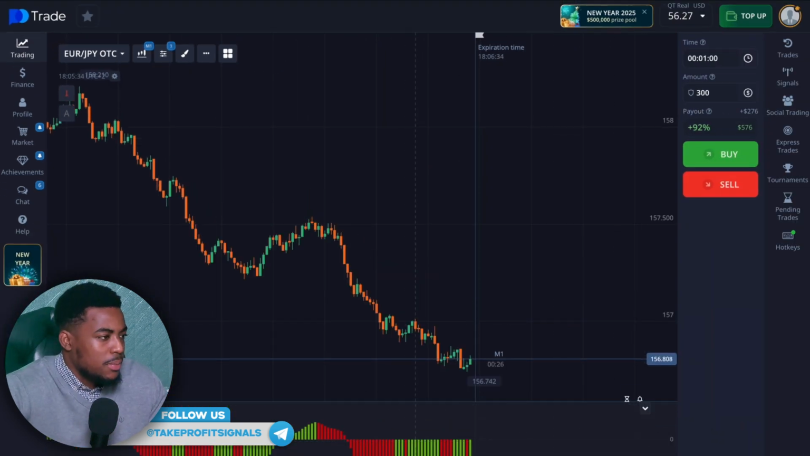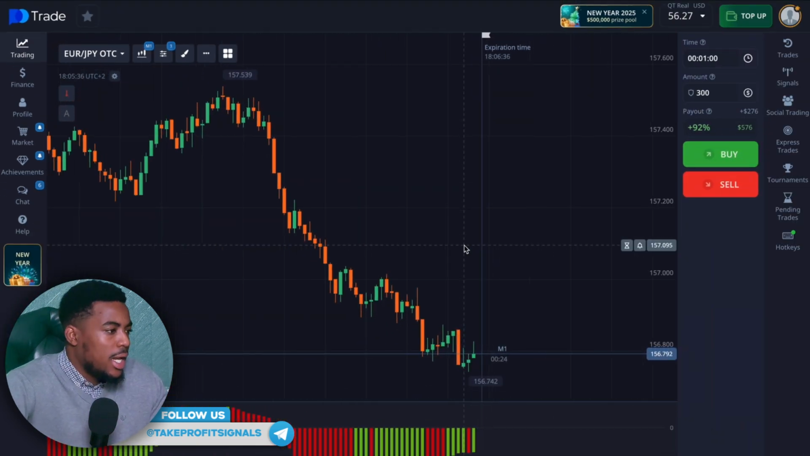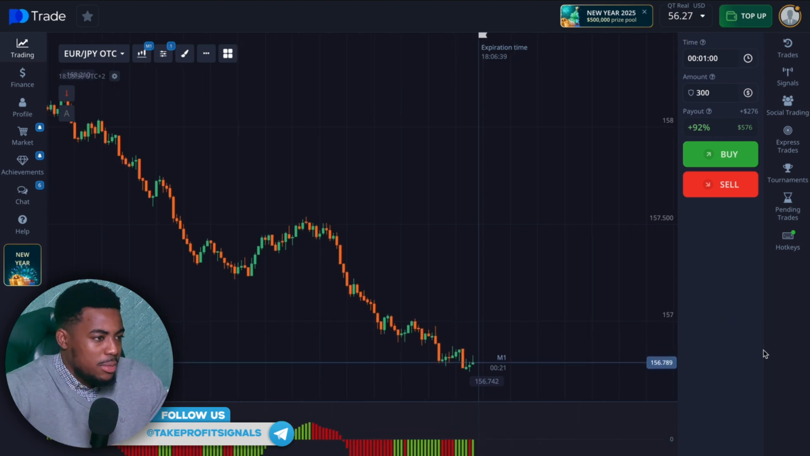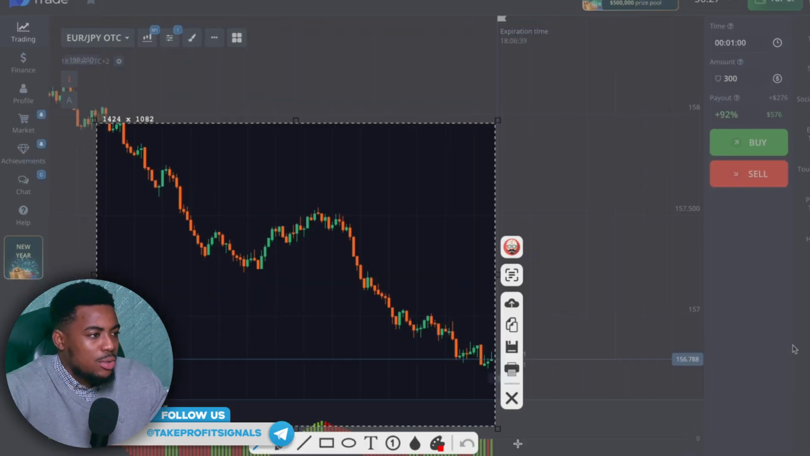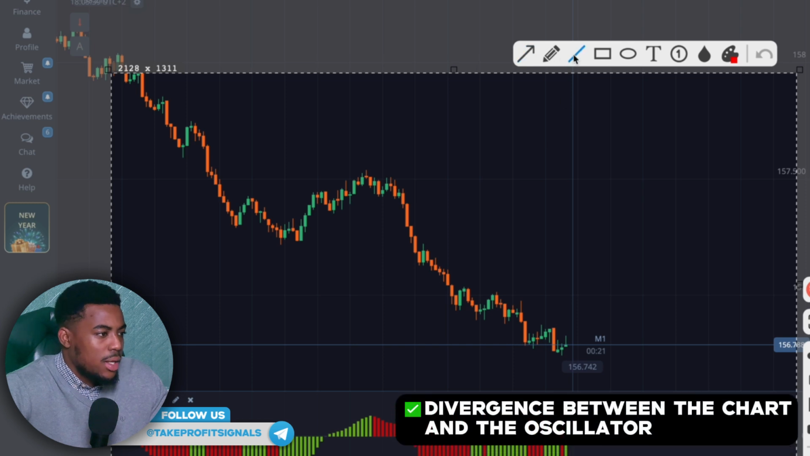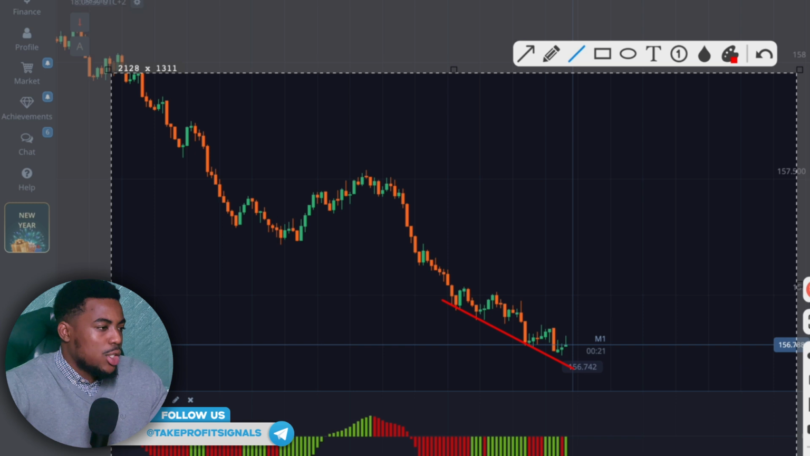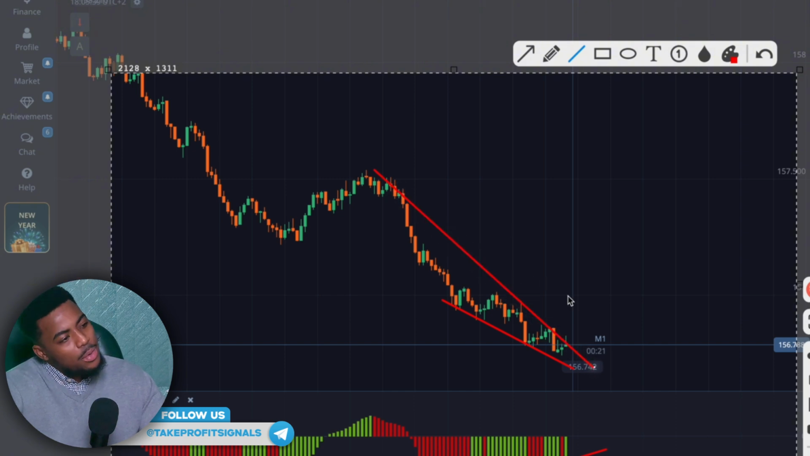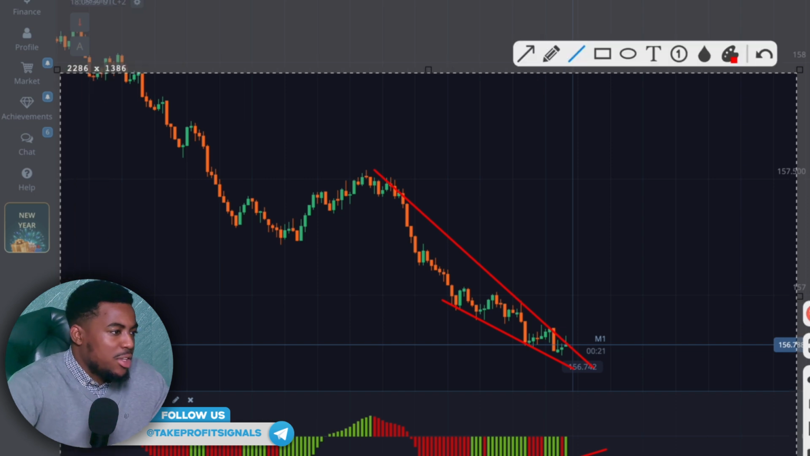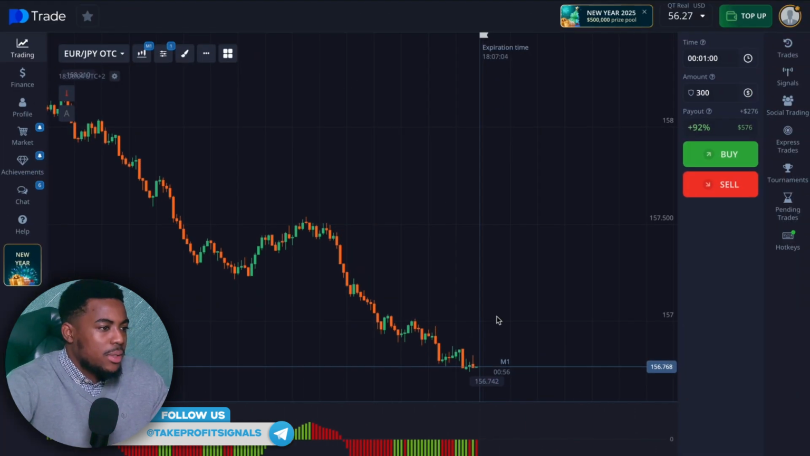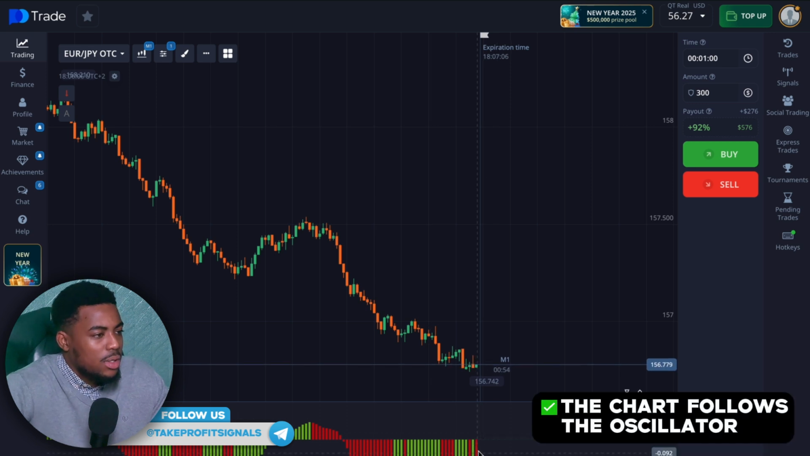Let me explain the principle of this indicator. It will help us a lot today, because this indicator helps us to observe the divergence between the chart and the oscillator on the market. So you can notice right now that the chart has a downward direction. Here we have a wedge formed, and on this indicator, the Avism oscillator, we have an upward direction. I hope everyone knows that the chart always follows the oscillator.